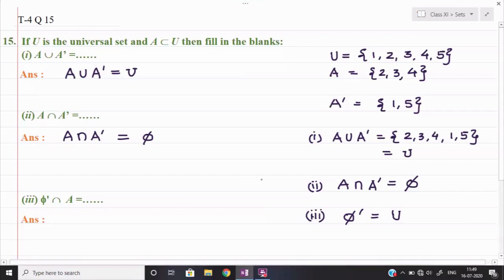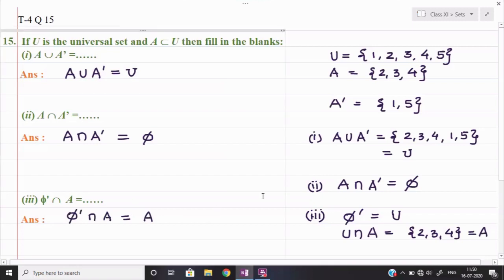And now if you take further U intersection A, observe, between U and A, which elements are common? The common elements are 2, 3 and 4, and 2, 3 and 4 is equal to A. So we can say that phi dash intersection A will always be equal to A.